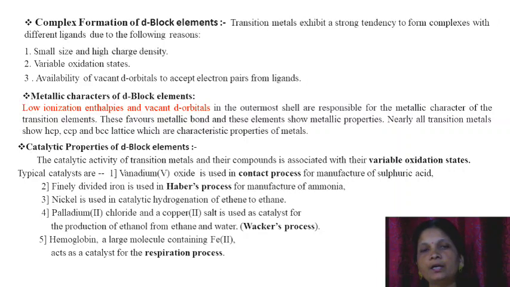Nickel is used in the catalytic hydrogenation of ethene to ethane. Fourth one, palladium(II) chloride and copper(II) salt is used as a catalyst for the production of ethanol from ethene and water. This is also termed the Wacker process. We'll see this in the alcohol topic. The fifth example is hemoglobin, a large molecule containing Fe2+, which acts as a catalyst for the respiration process.